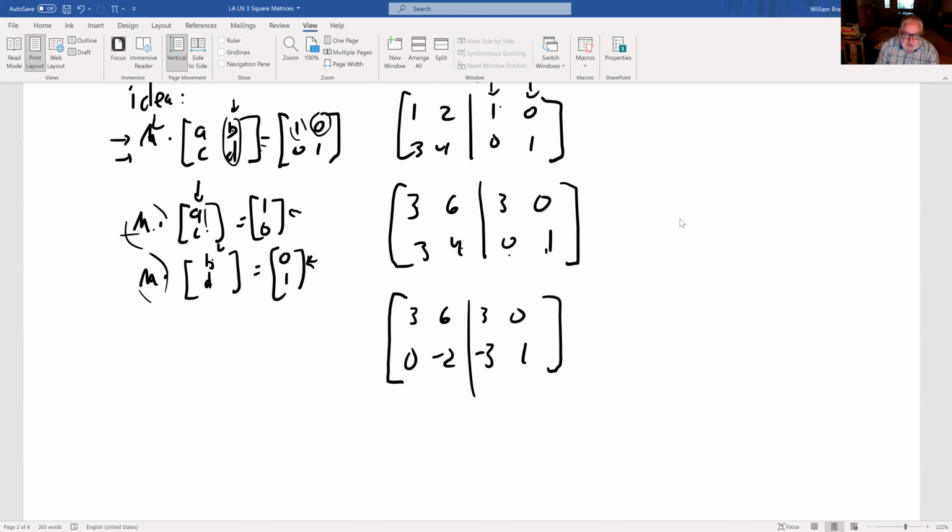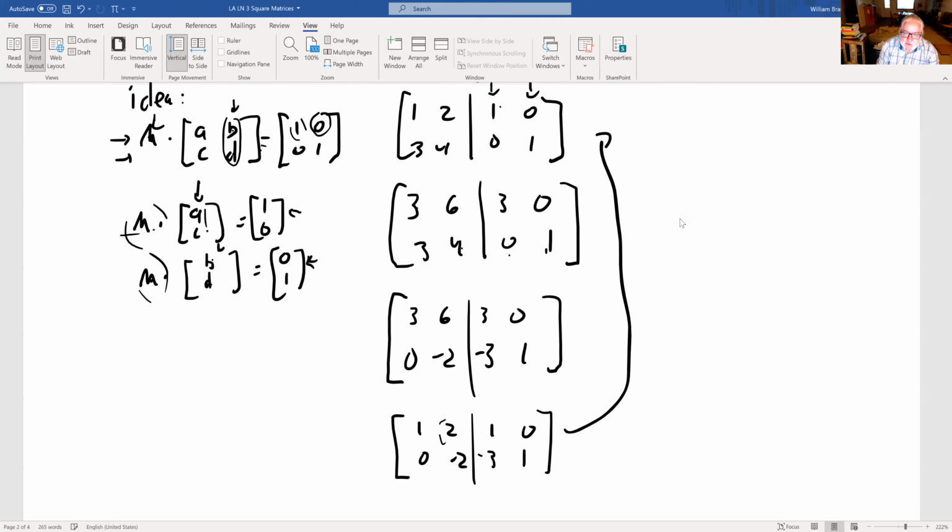Great. So I can divide the top by 3. That gives me 1, 2, 1, 0. Then 0, minus 2, minus 3, 1. And I want to get rid of this 2 here, so I'll just add the second row to the first. So 1; 2 plus minus 2 is 0; 1 plus minus 3 is minus 2; 1 plus 0 is 1. And then I have 0, minus 2, minus 3, 1.